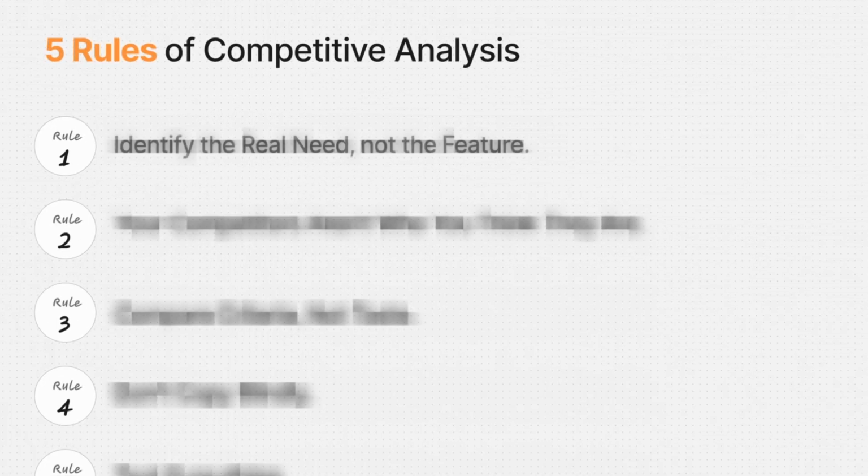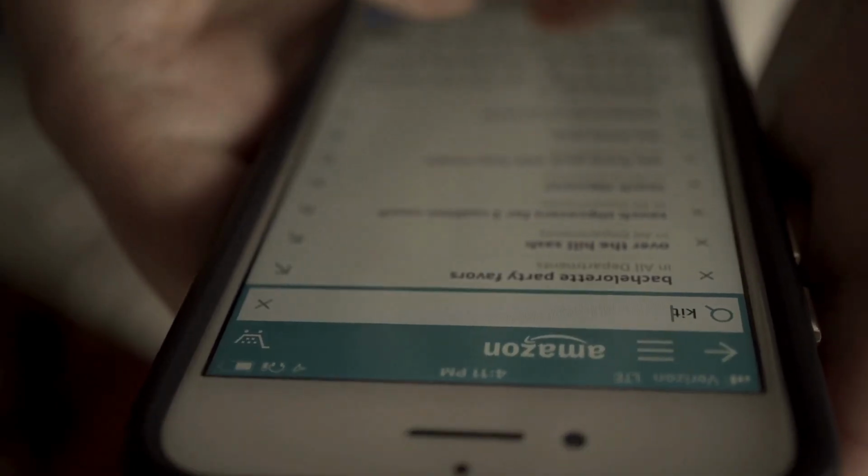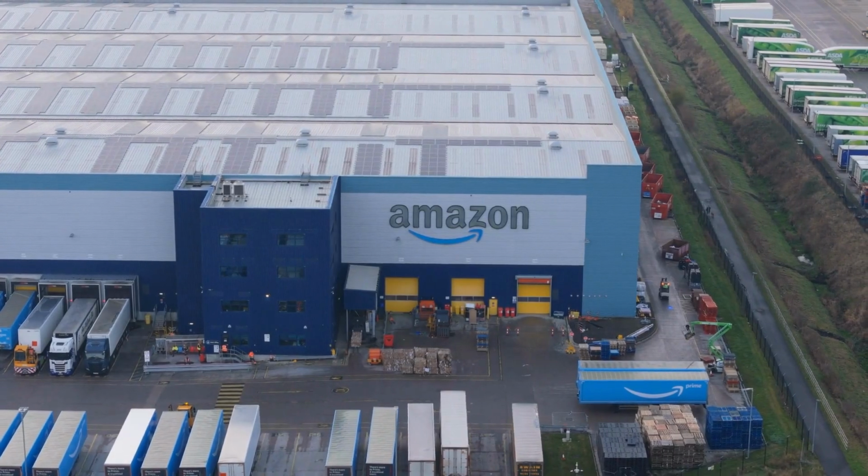Rule number 1, identify the real need, not the feature. Amazon has a complex search bar because they sell millions of items. If you are designing for a small online shop with 20 items, copying Amazon makes you look stupid, not smart. Context is very important. If a feature doesn't help your users reach their goal, cut it.